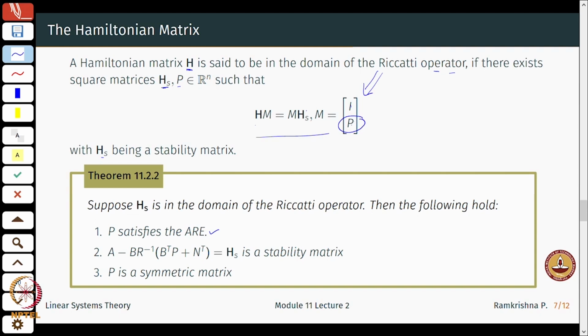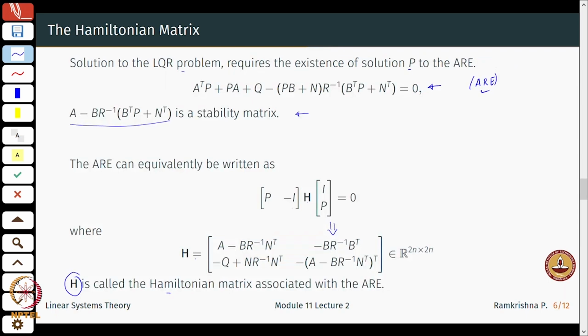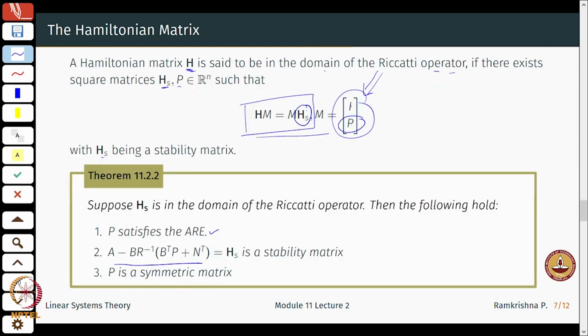If I can write a structure of this form, Hm equal to M Hs, this expression actually means that the matrix H is in the domain of the Riccati operator, okay, with an M which takes this form, P is a square matrix, then this P which exists here satisfies the ARE. We will find later what this P precisely is. Second, this Hs here is precisely equal to the closed loop matrix that we derived here, this one, A minus B R inverse B transpose P and so on.